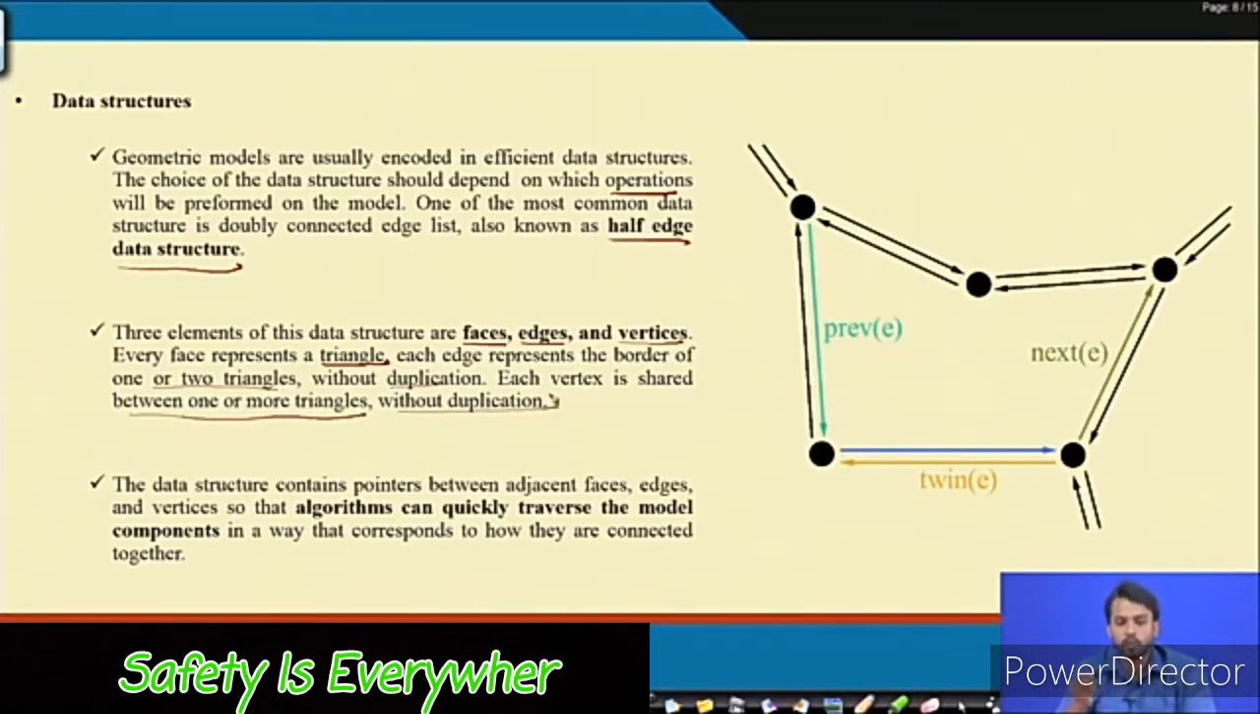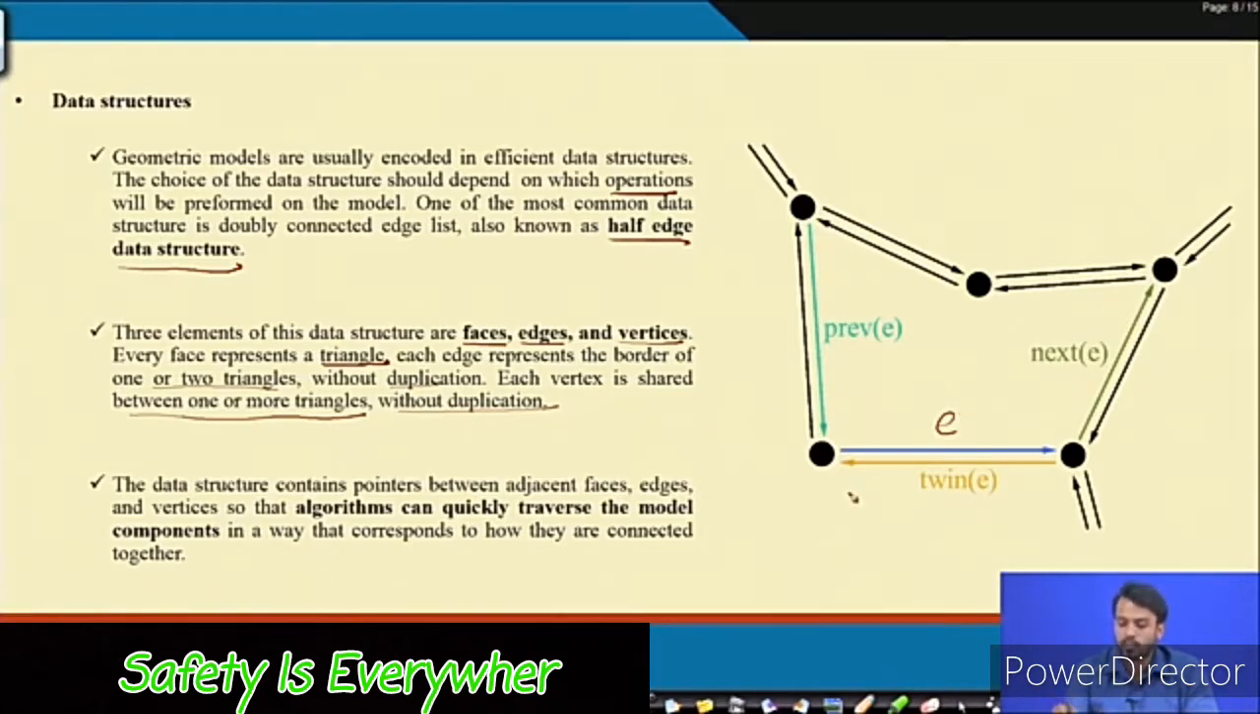So we have to first make a trade-off in the creation of triangles in terms of faces, edges and vertices. The data structure has pointers between adjacent faces, edges and vertices, so that the algorithm can quickly traverse the model components in a way that corresponds to how they are connected with each other. In this particular diagram you can see, if this half edge structure is represented by E, then the pointer should store the value of the previous edge and the next edge along with the twin edge. The twin edge is the adjacent face of another triangle.